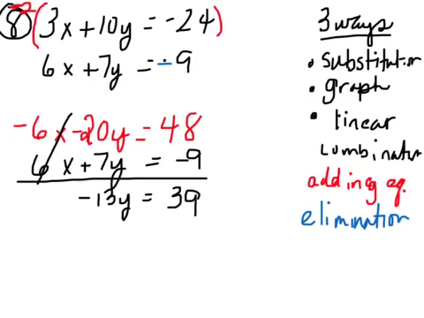Do you see why we want to get rid of one of the variables? It's so that we can find out what the other one is. And again, I could have picked either one to get rid of. It's just in this case, I thought it might be easier to get rid of the x's.